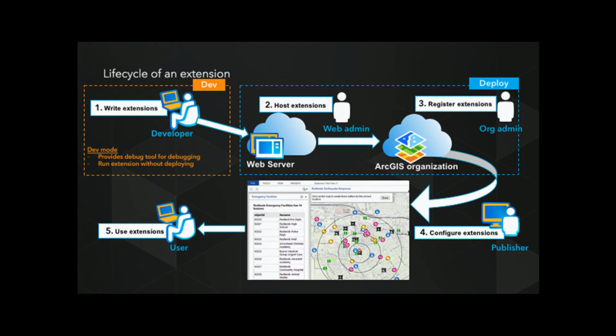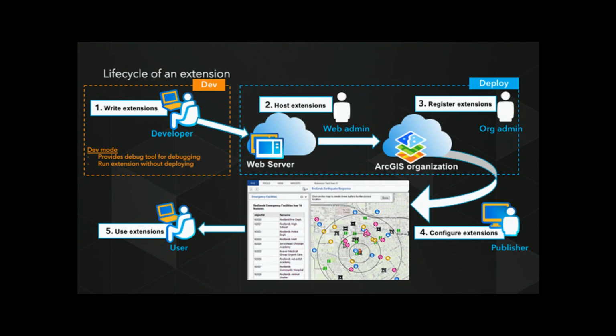Once the whole development cycle is completed and the extension is ready to go to the production environment, the developer is going to hand over the extension to the web admin. So we are now at step number 2. The web admin is going to take that extension and host it on the company's web server. So now it becomes a web app, comes with a URL, and then the web admin is going to send that URL to the ArcGIS organization admin. It can be a portal org or an ArcGIS Online org. But regardless, the org admin is going to take that URL and register it as an item in the organization. And I'll show a demo at the end of the session.